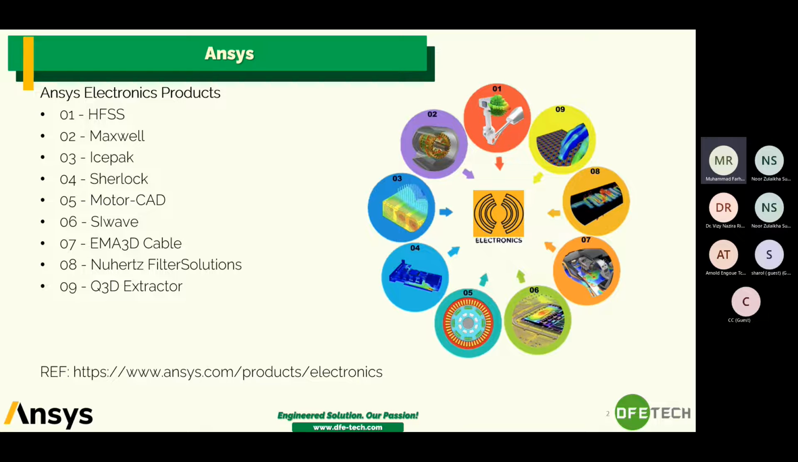Then we have a NUHETS filter solution. It is an automated radio frequency, microwave, and filter design, synthesis, and optimization. Lastly, the Q3D extractor. It calculates the parasitic parameters of frequency-dependent resistance, inductance, capacitance, and conductance for electronic products.